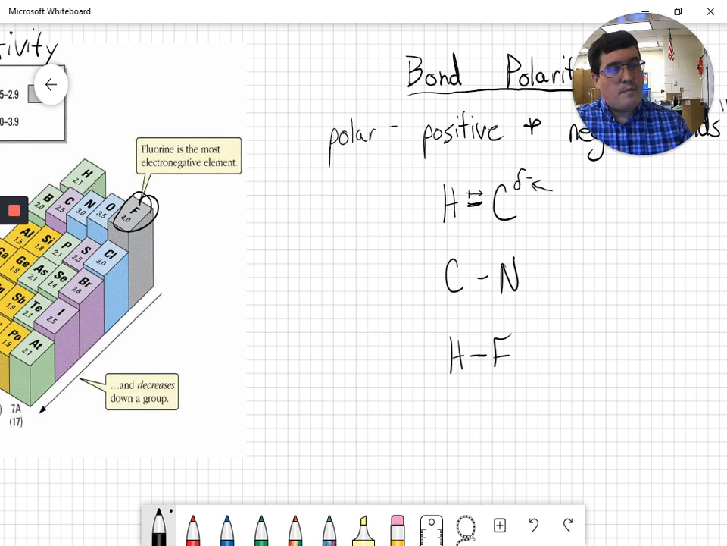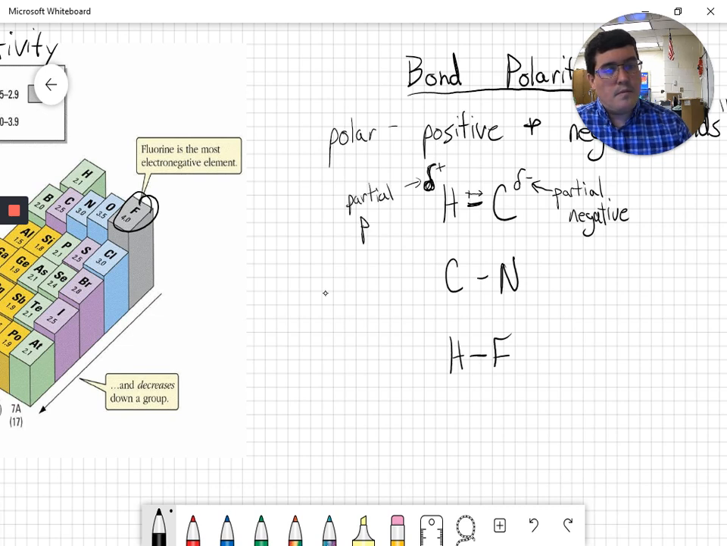That symbol right there means a partial negative. All right. It doesn't get all the electrons, right? If it got all the electrons, then it would get a full negative charge. It doesn't get all of them, so it only gets a partial negative. If you've got a partial negative on one side, we also can have a partial positive charge over here.